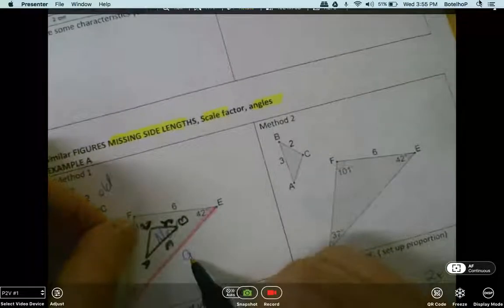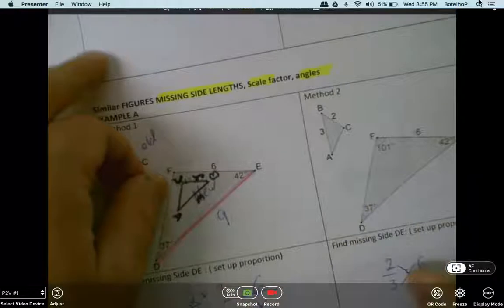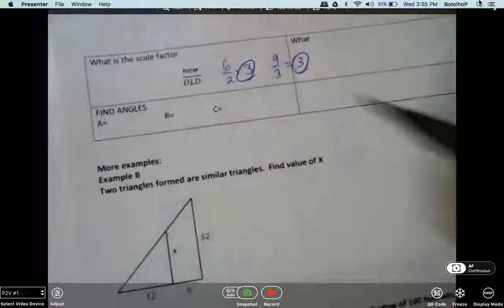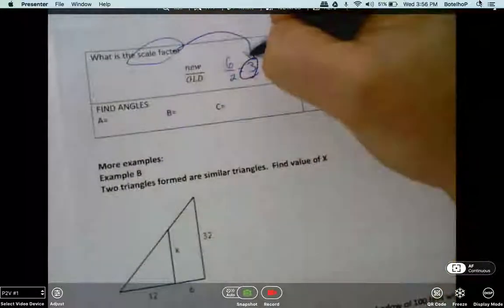Could have also done the new 9 corresponds to the old 3, so 9 divided by 3 is also 3. All right, so scale factor is equal to 3.